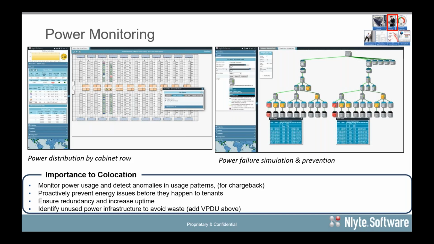One of the things that Neo offers, as you can see here on the left side of the screen, is power monitoring. Obviously, we're tracking power in the application, but on the right-hand side, we have power failure simulation and prevention, where our colo customers can actually go in and test their failover scenarios to make sure that the B side power will capture the A side should the A side fail over. So again, that's really important. Number one, tracking the power. But number two, making sure that there's redundancy to make sure that uptime is there, and any type of outage might be avoided.